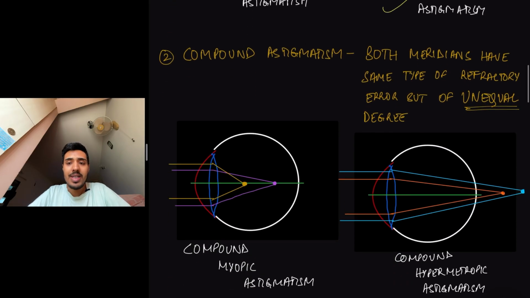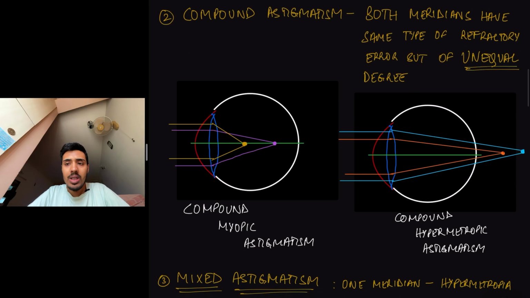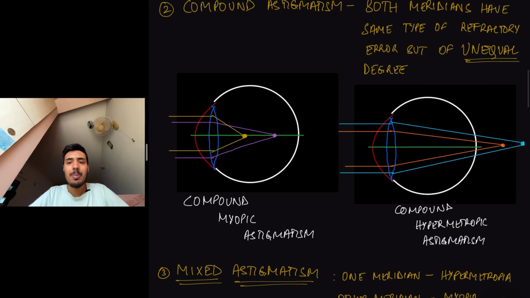In compound astigmatism, both the meridians have the same type of refractory error. That is, axis 1, axis 2, both have myopia here. So compound myopic astigmatism. Axis 1, axis 2, both have hypermetropia here. Both are being focused behind the retina. So compound hypermetropic astigmatism. So why can't we just call this myopia?